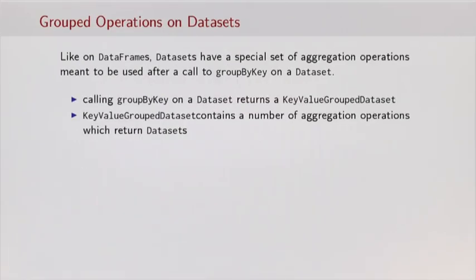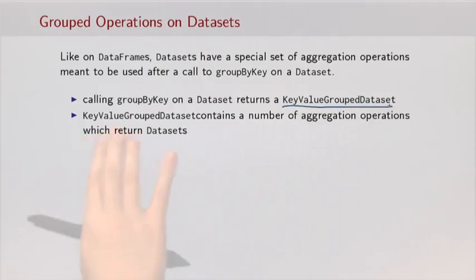So let's look at grouping operations on datasets now. If you remember in the last session on data frames, we also had this weird 2-step process. We had a special set of aggregation operations that were meant to be used after we called, in the case of data frames, just regular groupBy, not groupByKey. But on datasets, if you call groupByKey, we have a special type full of aggregation operations that can be used on the result of the groupByKey. So it's the same 2-step thing that we saw in the last session. In the case of groupByKey, we return a different type called KeyValueGroupedDataset. You're going to have to remember the name of this if you want to look up the aggregation operations that you can use.